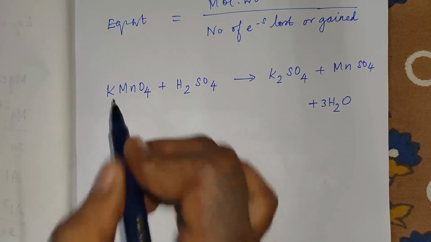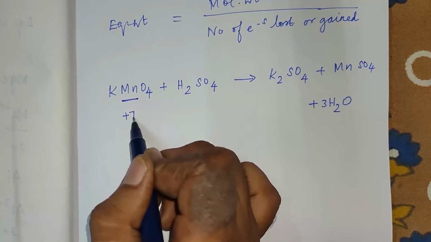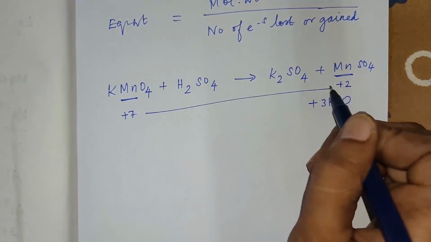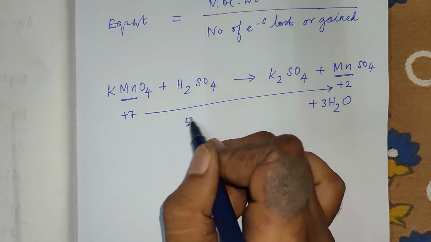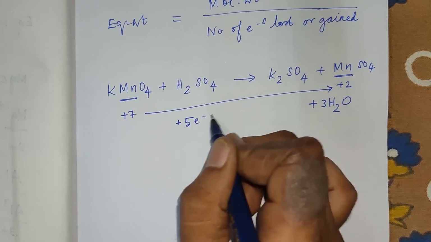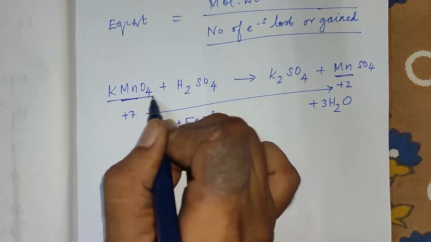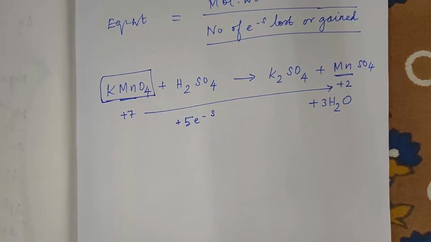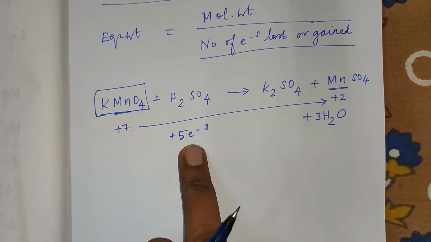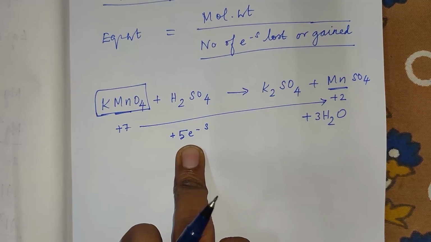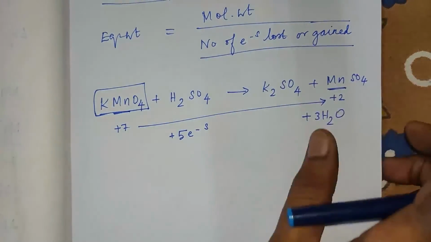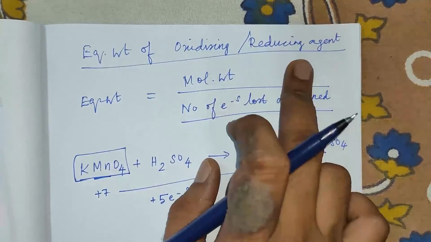Now here the oxidation state of manganese is plus 7. Here it is plus 2. So what is the change here? It is going to be 5. The change in oxidation state is going to be 5. So it has gained 5 electrons. So in this case, if you want to find the equivalent weight of potassium permanganate, you have to divide the molecular weight by 5, because the number of electrons gained in this case is 5. We can take either the number of electrons lost or gained depending upon whether it is an oxidizing agent or a reducing agent.